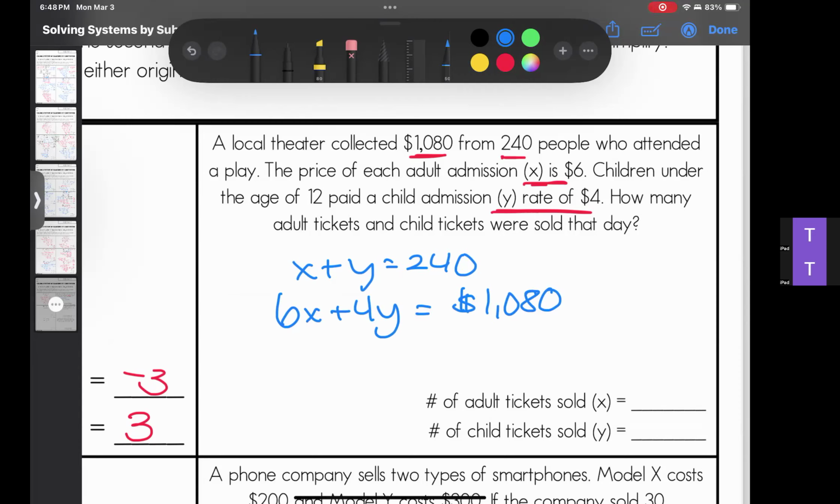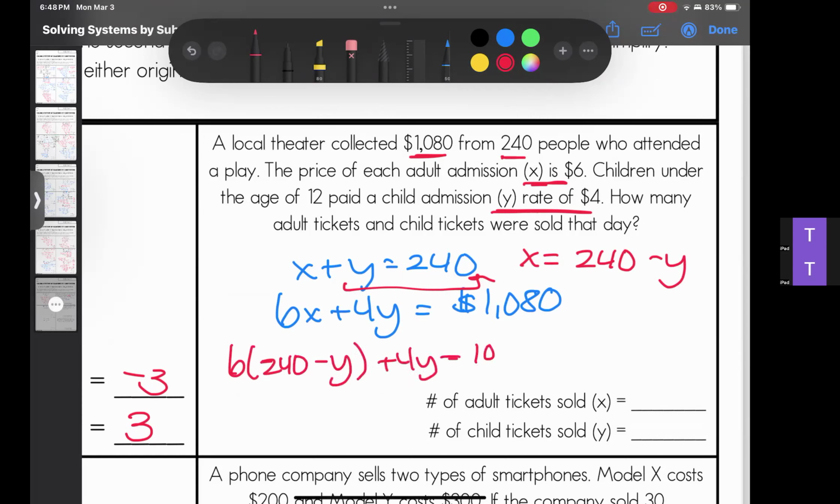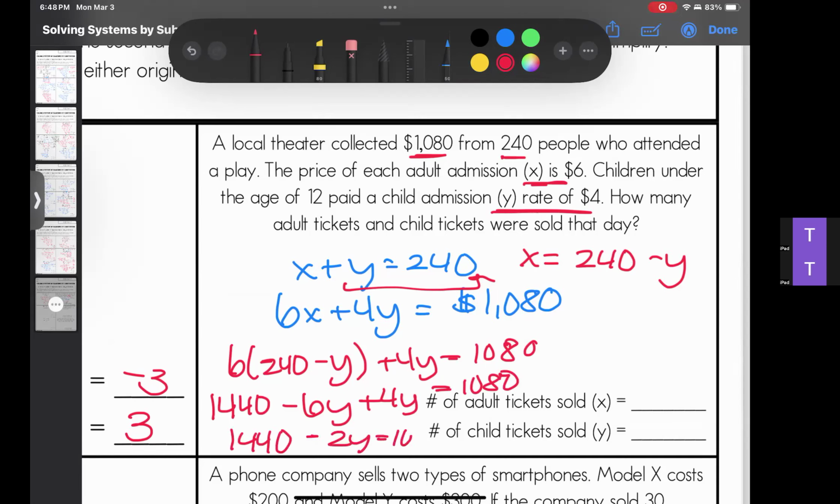So let's just kick the Y to the other side on this one. And we're going to have X is equal to 240 minus Y. And then we're going to do 6 times (240 minus Y) plus 4Y is equal to 1080. The math is a little bit big here, but nothing you can't handle. So 240 times 6 is 1,440 minus 6Y plus 4Y equals 1080. We would have 1,440 minus 2y equals 1080.